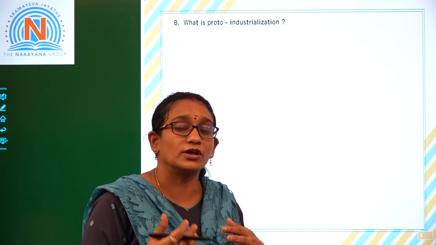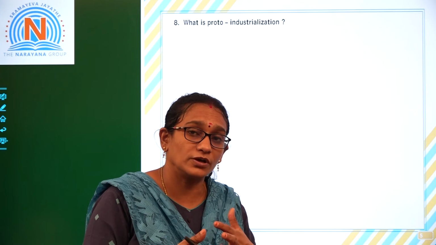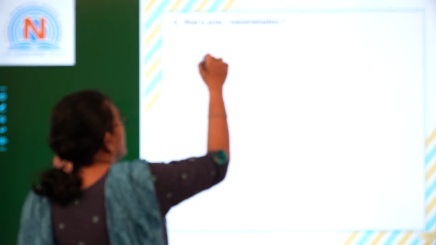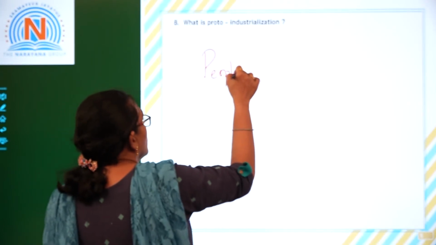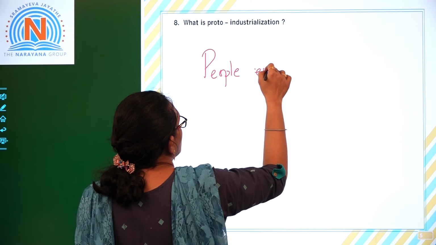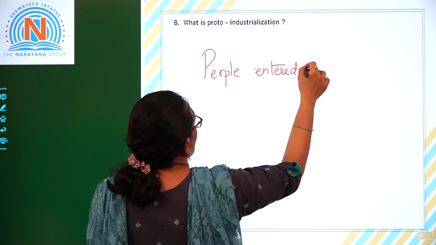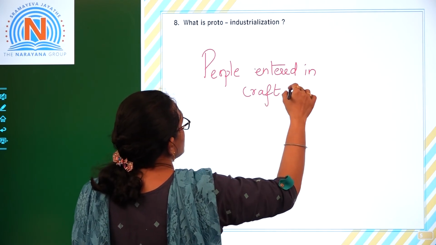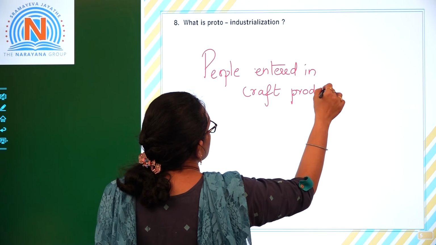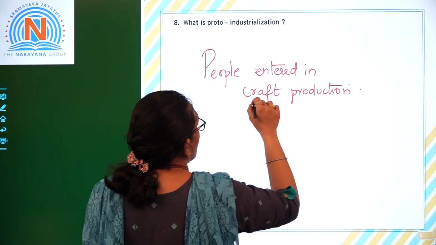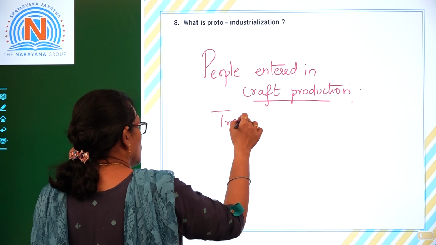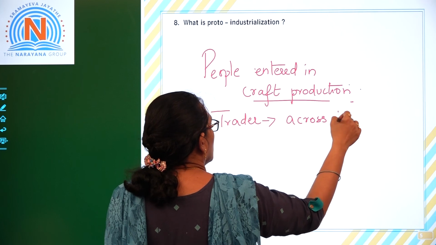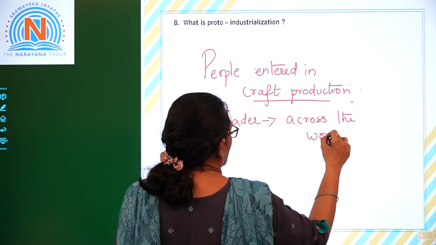So the trade of this craft production has been developed across the world. Where many people entered into craft production, this is known as proto-industrialization. So the traders developed this craft production because they wanted to trade, meaning do business across the world, and to develop the craft production across the world.